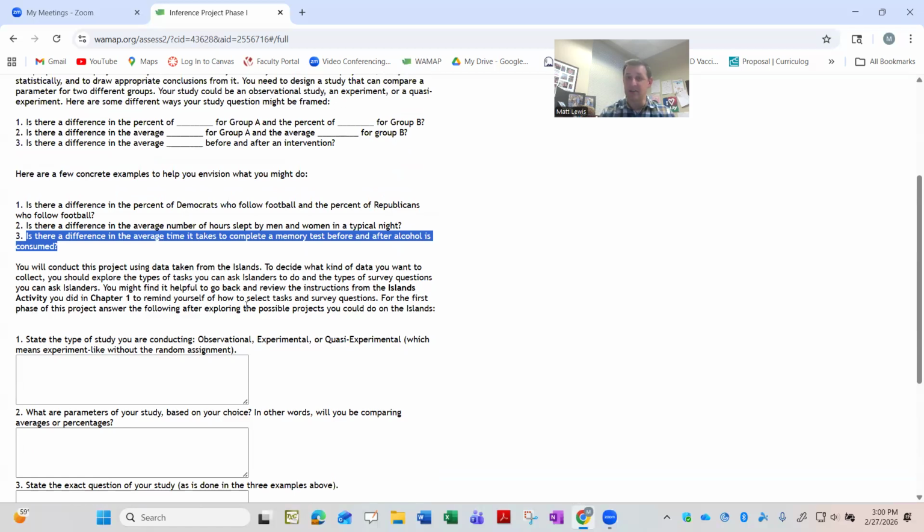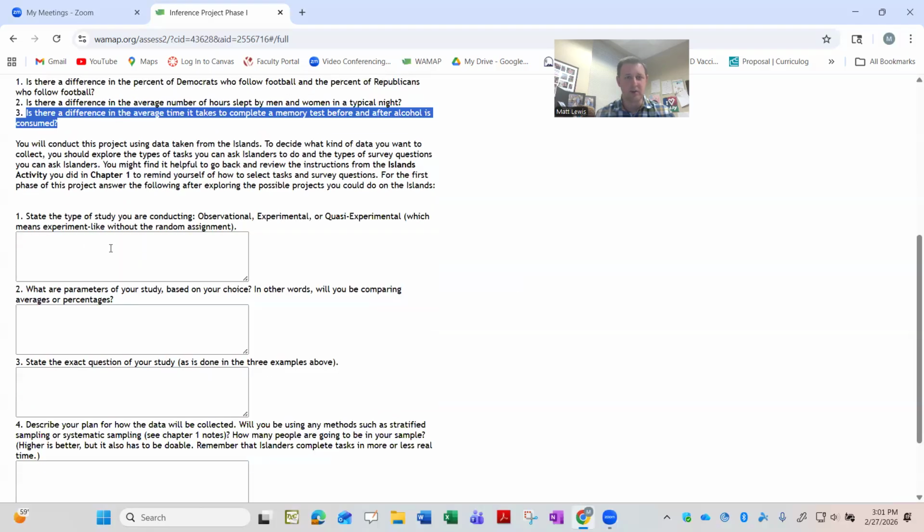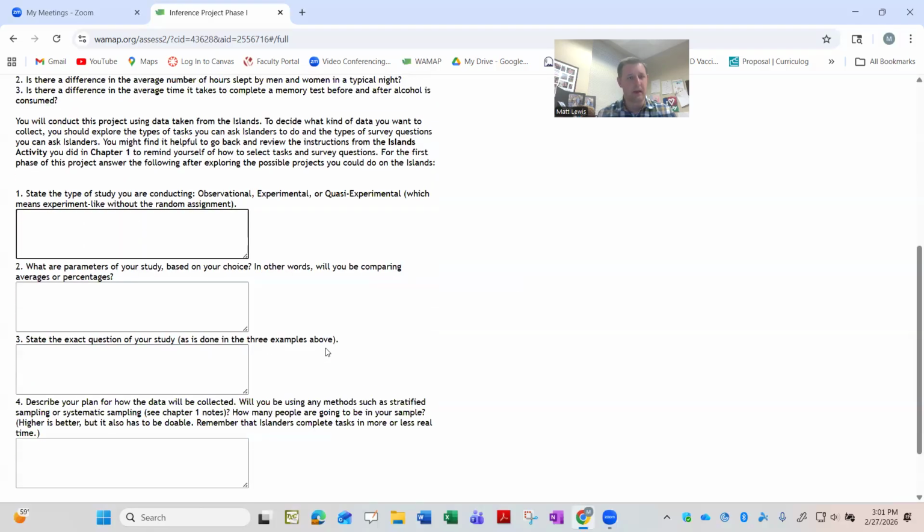There's definitely an intervention, the consumption of alcohol between the two tests that they take, but there's no randomly assigning people to a drinking alcohol group and a not drinking alcohol group. So that would be one I would classify as a quasi experiment. So which of those three is it? That's what you're going to put here.